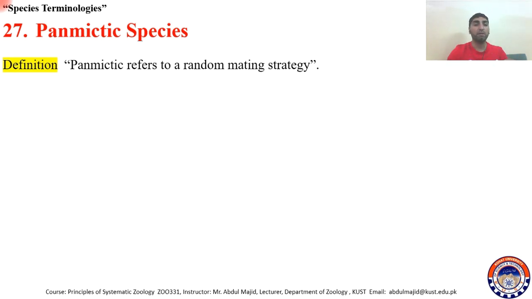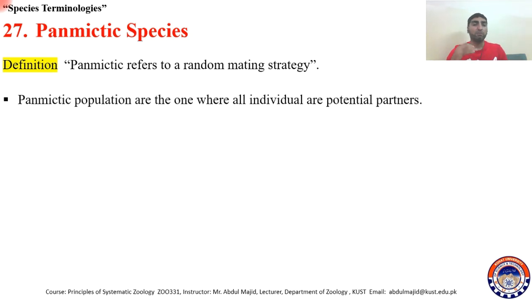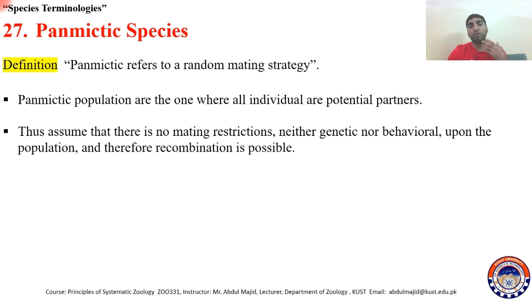So panmictic refers to a random mating strategy. Panmictic populations are the ones where all individuals are potential partners. So everyone is a potential partner. I told you anyone can meet everyone. So we assume that there is no mating restriction, neither genetic nor behavioral. There is no genetic isolation, no reproductive isolation, no behavioral restrictions upon the population, and therefore any recombination is possible.